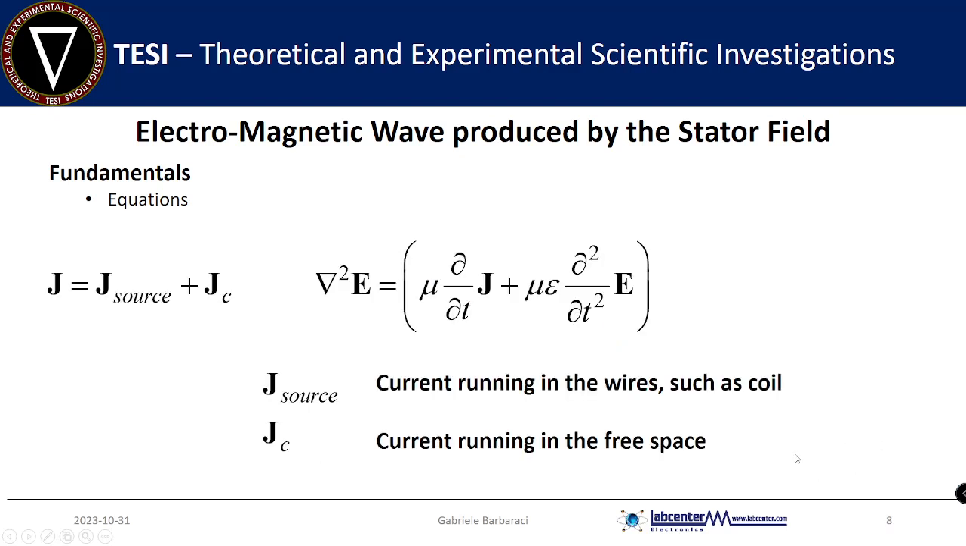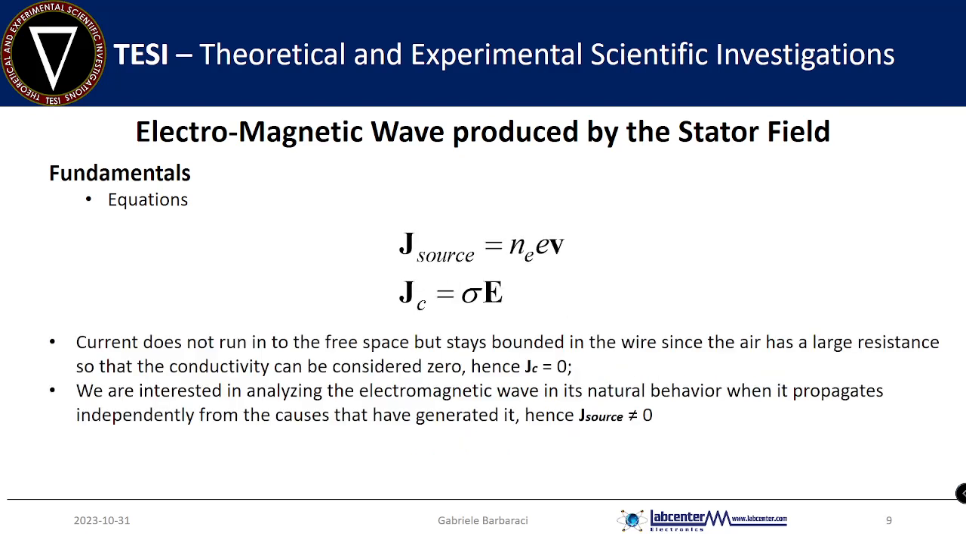Now, we have to say something about the current density. There are two kinds of current density: the one running through the wire, and the one distributed in the space. We don't have any charge traveling in the space at a certain speed by which we can have any current density traveling around, so it is unlikely that it will be used. The J source, instead, is the current running through the wire, characterized by a certain number of electrons multiplied by the charge of the electrons and the speed.